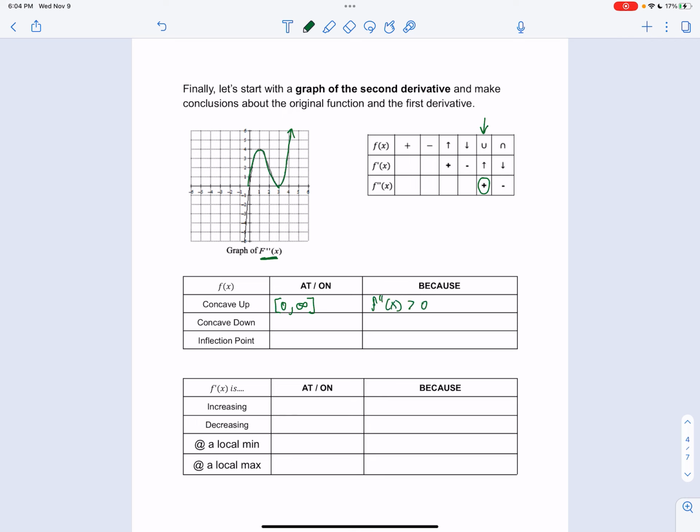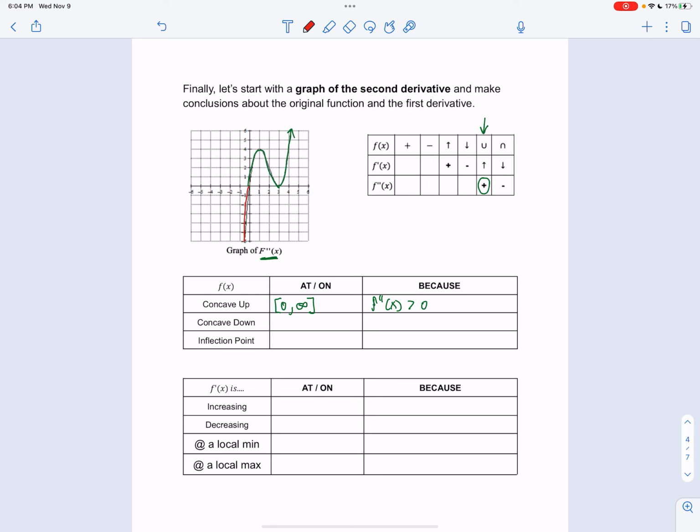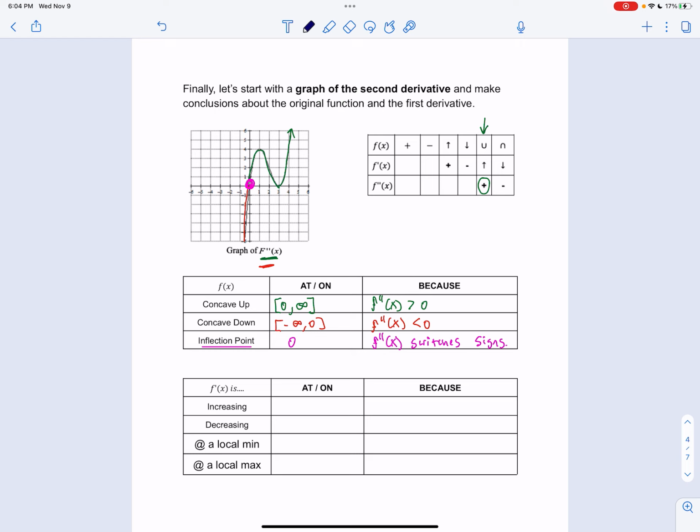And so what we have here is a function that is concave up, versus an original function that is concave down when its second derivative is negative. And so that's going to be from -infinity to 0, where the second derivative is less than 0. The inflection point is where we change concavities, right? That is the literal definition of an inflection point, and so that's going to be at 0. And just like we would for a first derivative justification, we're going to say here f double prime switches signs, okay?